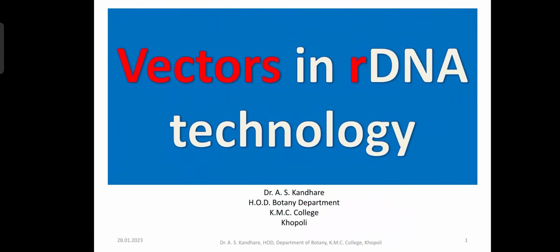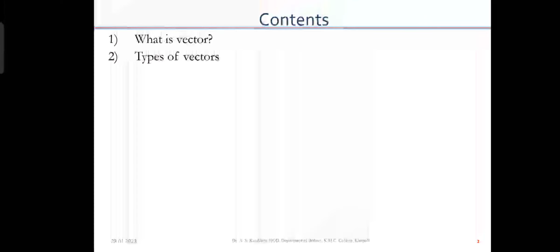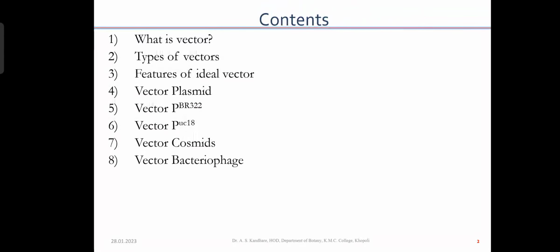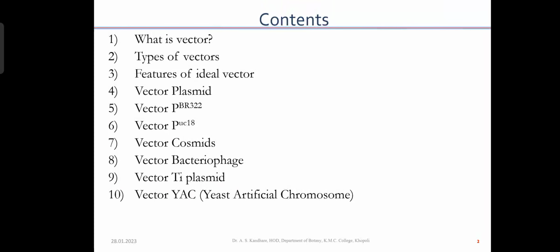The title of our presentation is Vectors in rDNA Technology. Now contents: what is vector, types of vectors, features of ideal vector, vector plasmid, vector PBR322, vector PUC18, vector cosmids, vector bacteriophage, vector Ti plasmid, vector YAC, that is yeast artificial chromosome, and vector BAC, that is bacterial artificial chromosome. So this is the content of our presentation.